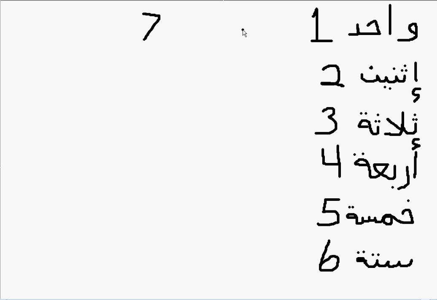7 is سبعة. Sin, ba, ain, ta marbuta. And ain, just like in أربعة, looks like a triangle whenever it's in the middle of a word.